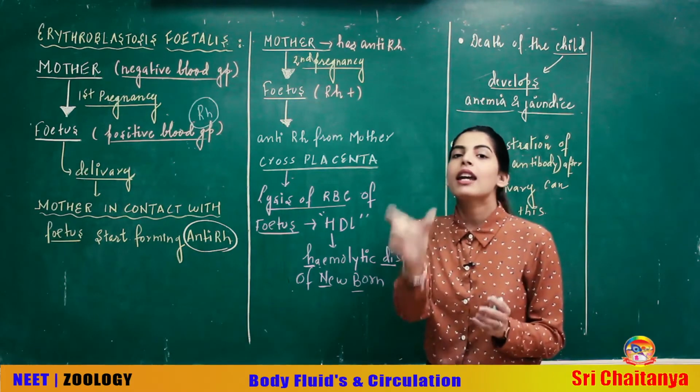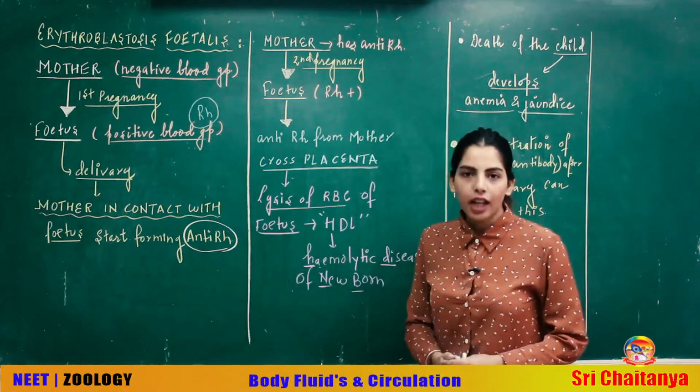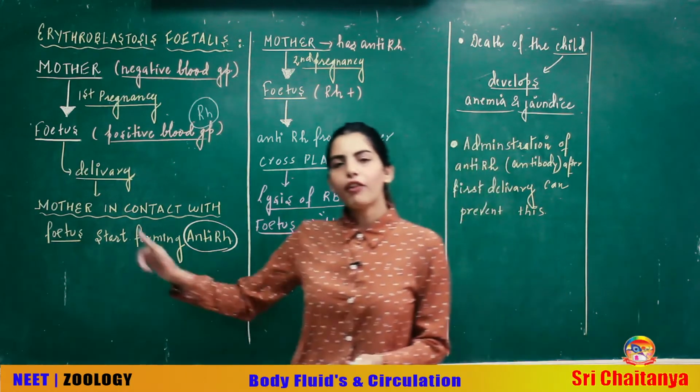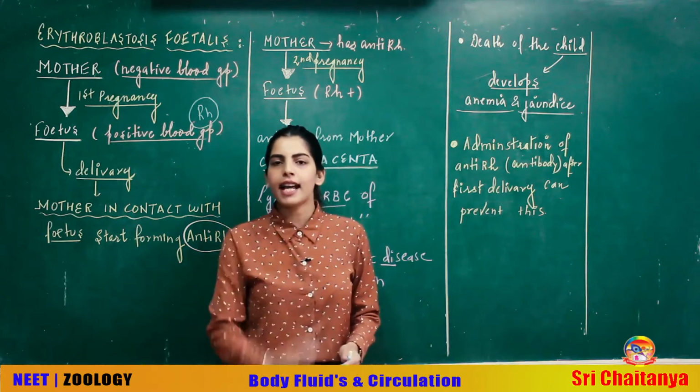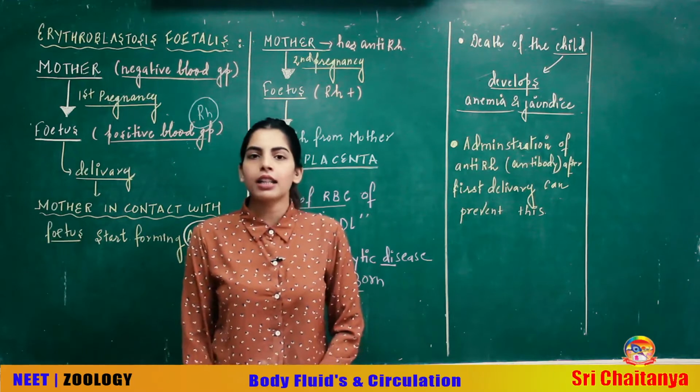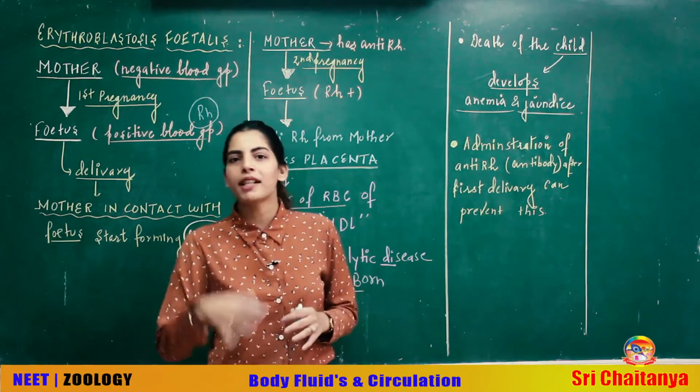What you are doing? Hemolysis, breakdown of the RBC. But the question is, why in the first case I am saying placenta is acting as a barrier and nothing is happening, and in the second case I am saying that the antibodies are crossing placenta?